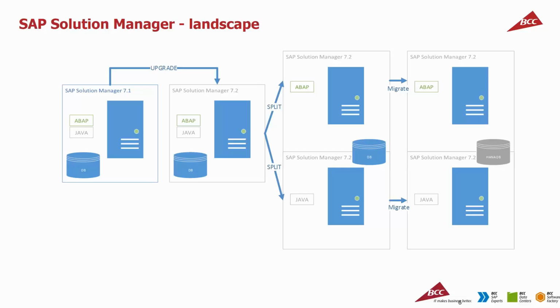Next step, you will need to split your instances. You will have to split ABAP from Java into two separate instances, but still on the same DB as before. So you have a Solution Manager, ABAP and Java completely separate, with one DB, actually the same DB as before.